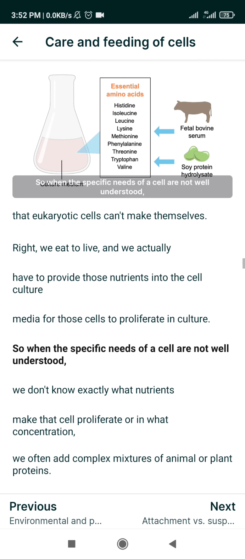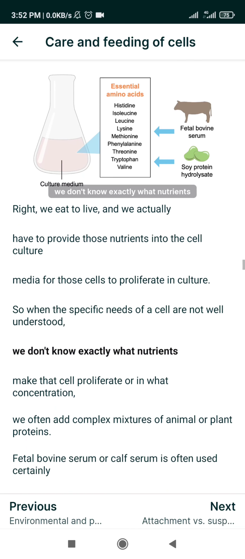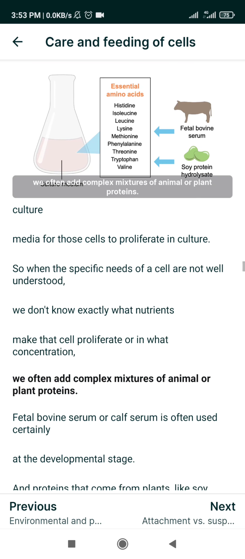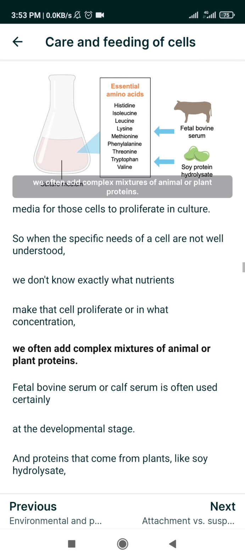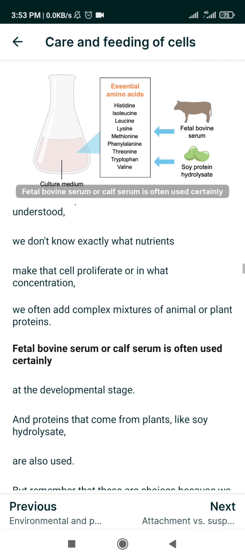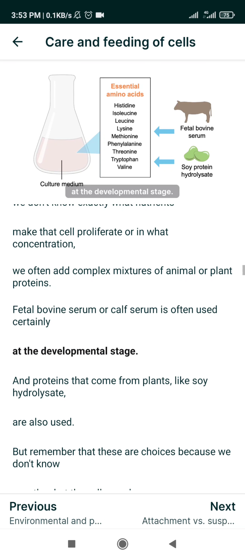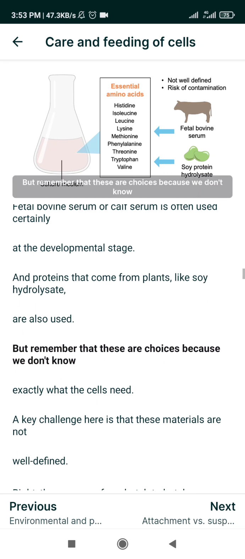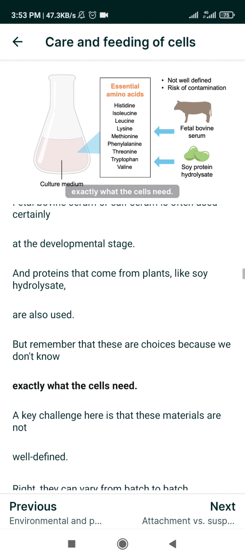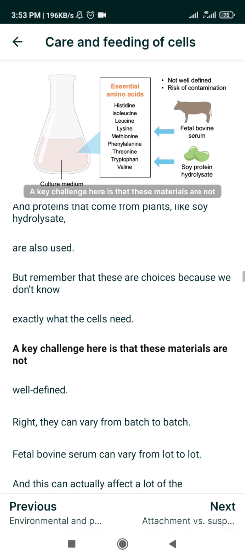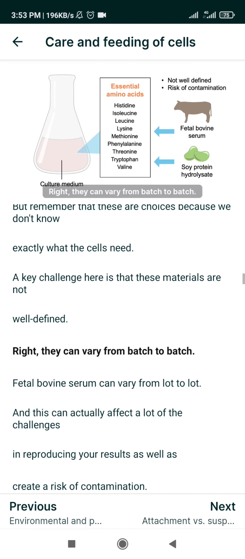So when the specific needs of a cell are not well understood, we don't know exactly what nutrients make that cell proliferate or in what concentration, we often add complex mixtures of animal or plant proteins. Fetal bovine serum or calf serum is often used, certainly at the developmental stage, and proteins that come from plants like soy hydrolysate are also used. But remember that these are choices because we don't know exactly what the cells need. A key challenge here is that these materials are not well defined. Right? They can vary from batch to batch.